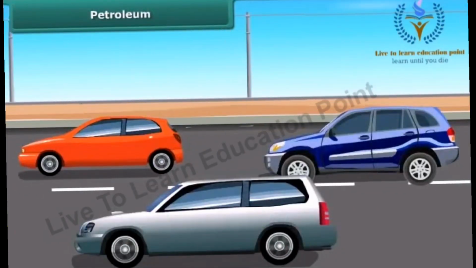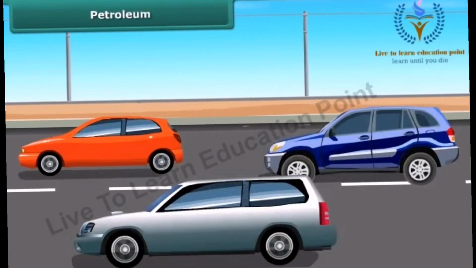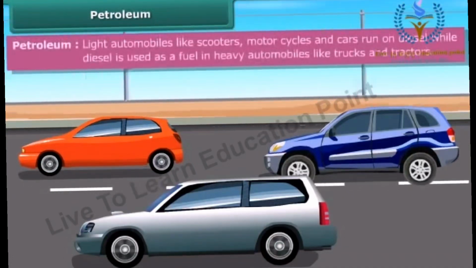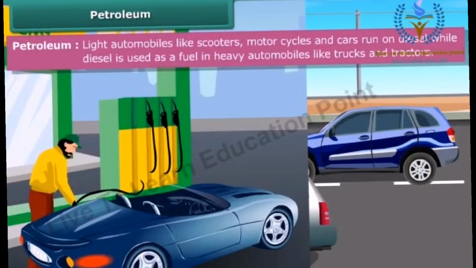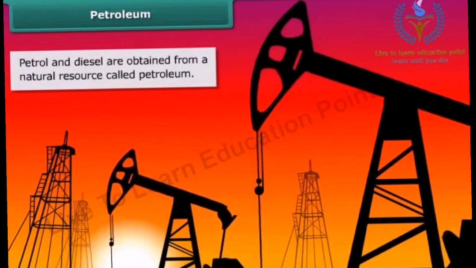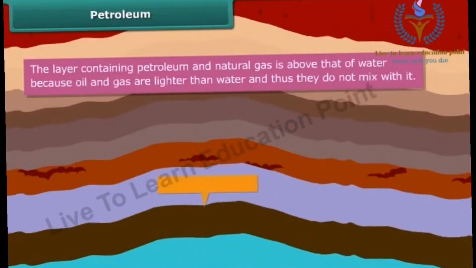Friends, I know you all are fond of luxury cars and vehicles, but do you know on which fuel they run on roads? Actually, most of these run on either petrol, diesel, or compressed natural gas, also known as CNG. Petrol and diesel are obtained from a natural resource called petroleum. Do you see that petroleum and natural gas deposits exist as a layer above the water layer?